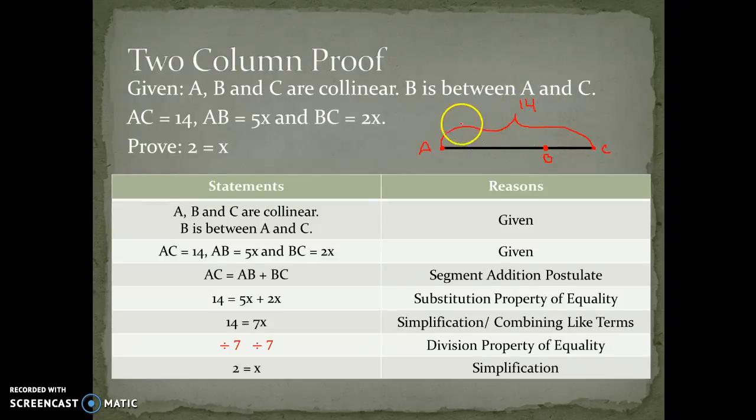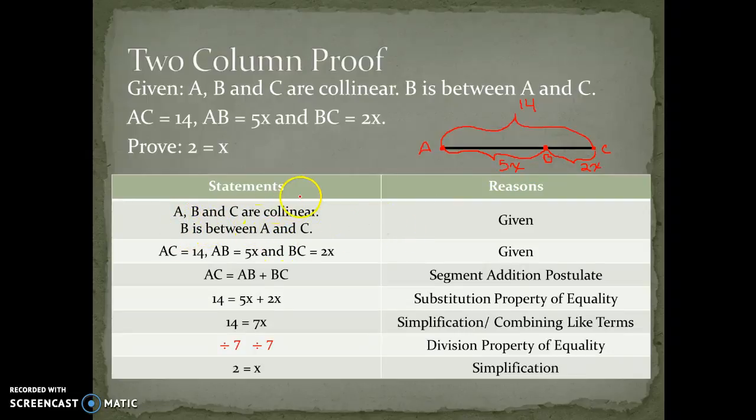Some other given information is that the distance from A to C is 14. We are told that the distance from A to B is 5x. And then we are told that the distance from B to C is 2x. So this gives us a little bit of a visual of what we see going on in our picture here. So, from the beginning, A, B, and C are collinear. B is between A and C.